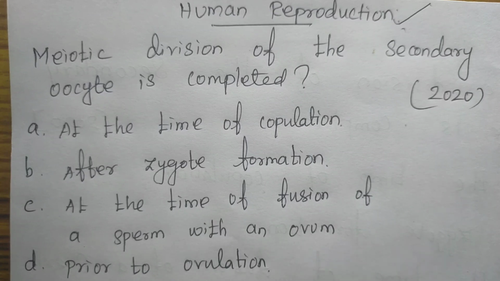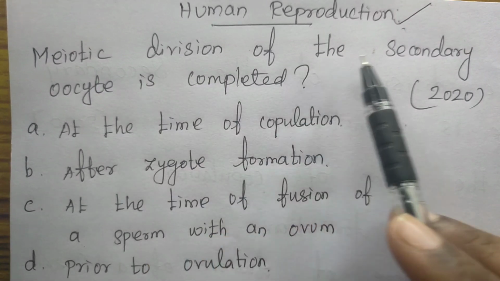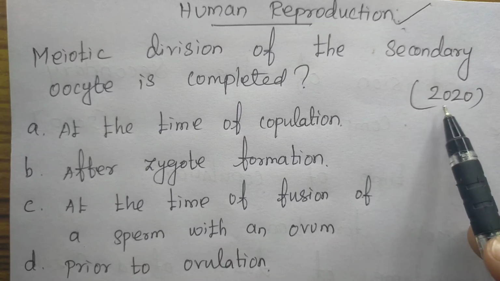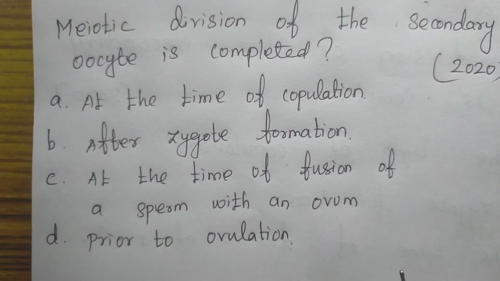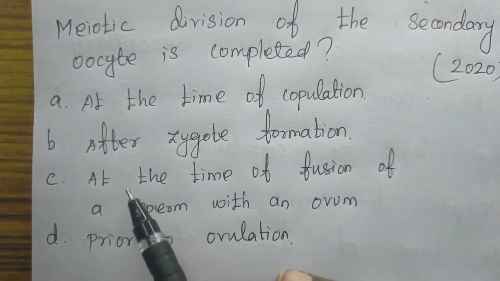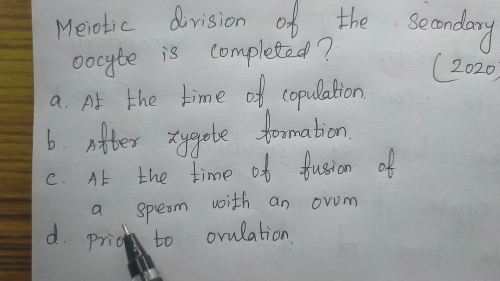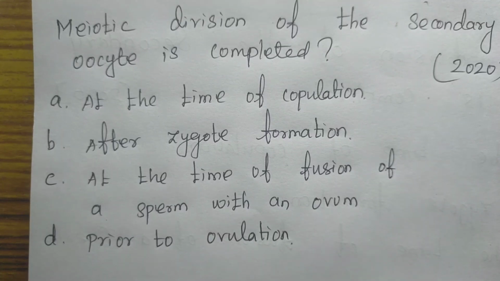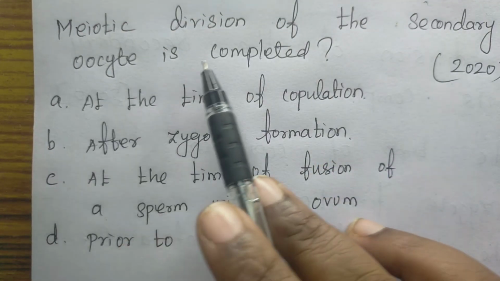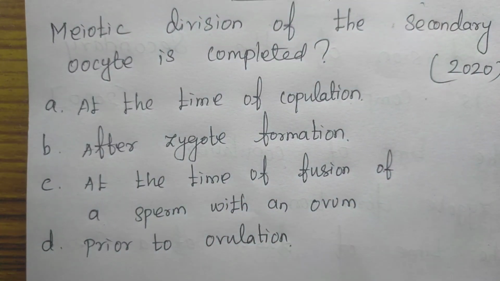The first question is, meiotic division of the secondary oocyte is completed. This question was asked in 2020 NEET. The options given here are: at the time of copulation, after zygote formation, at the time of fusion of a sperm with an ovum, or prior to ovulation. So you have to find out the answer. The meiotic division of the secondary oocyte is completed when? Now we'll move on to the discussion for this particular question.